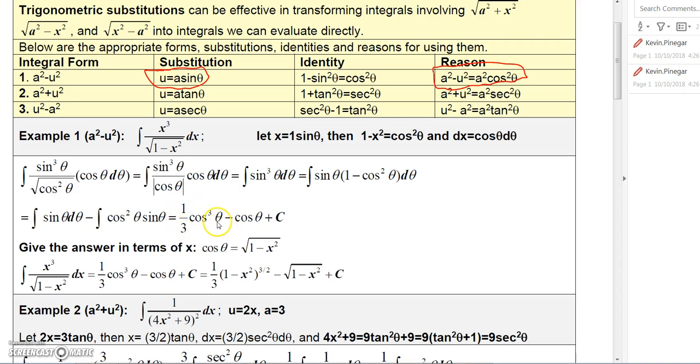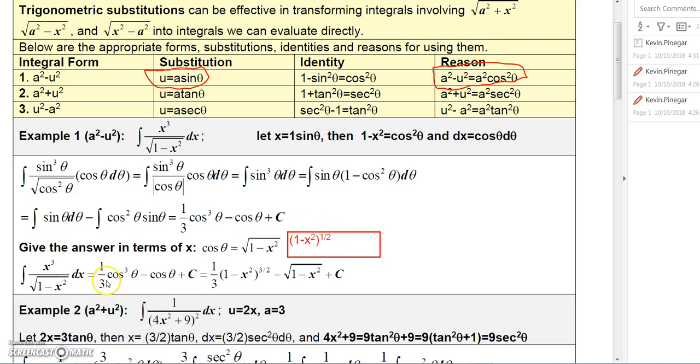Okay, then the last thing I need to do is figure out a way to get back to my original variable x. So what we're going to do here is realize that from up here, since we know that cosine squared theta is 1 minus x squared, then cosine theta must be the square root of that. And remember, the square root of that is 1 minus x squared to the 1/2 power. So let me write that for you. So cosine theta is actually equal to 1 minus x squared to the 1/2 power.